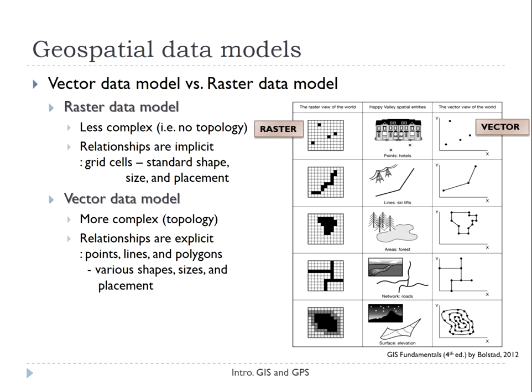So to compare vector and raster, vector models are more complex due to their topology, and in this data structure, relationships between objects are explicit. On the other hand, raster models are less complex, and so relationships between entities are implicit.